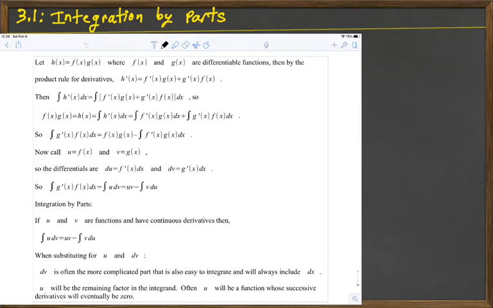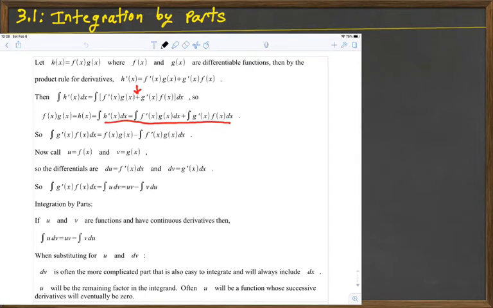So we took the derivatives and we go backwards, we take the antiderivatives. The antiderivative of h prime of x is equal to the antiderivative of f prime times g plus g prime times f. And the antiderivative of h prime would be h, which is equal to f of x times g of x. And so we have this line right here. Using properties of antiderivatives, we can split that up into two integrals.